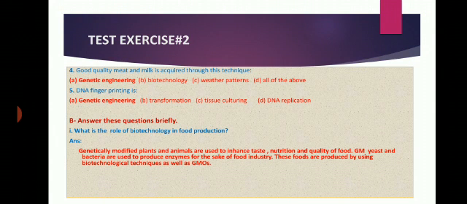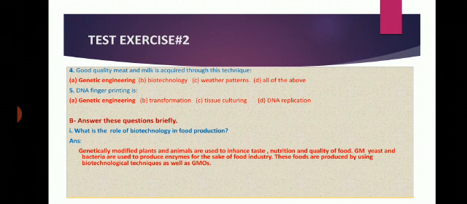Now next we have question answers. Answer these questions briefly, and the first question is: what is the role of biotechnology in food production? Now class, what is biotechnology? As we have read about it in our lectures, it is the technology in which living things are used for the benefit of mankind, and these living things are mostly microorganisms. The genetically modified plants and animals are used to enhance taste, nutrition and quality of food.